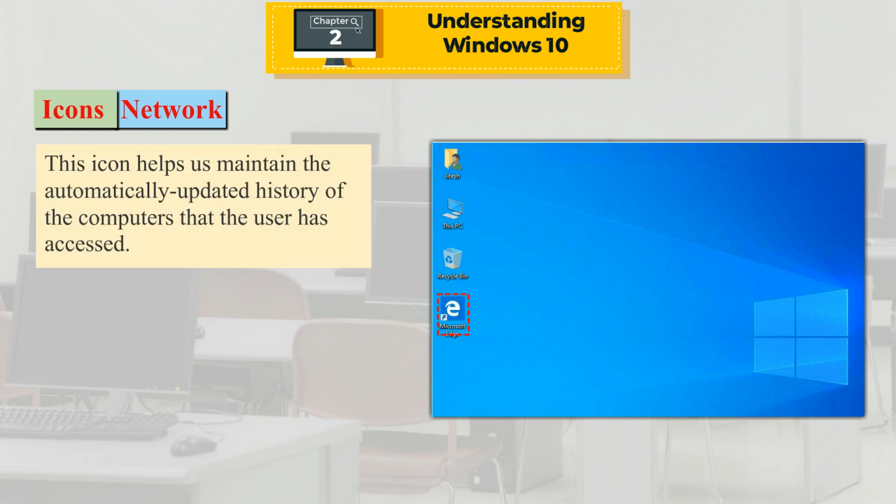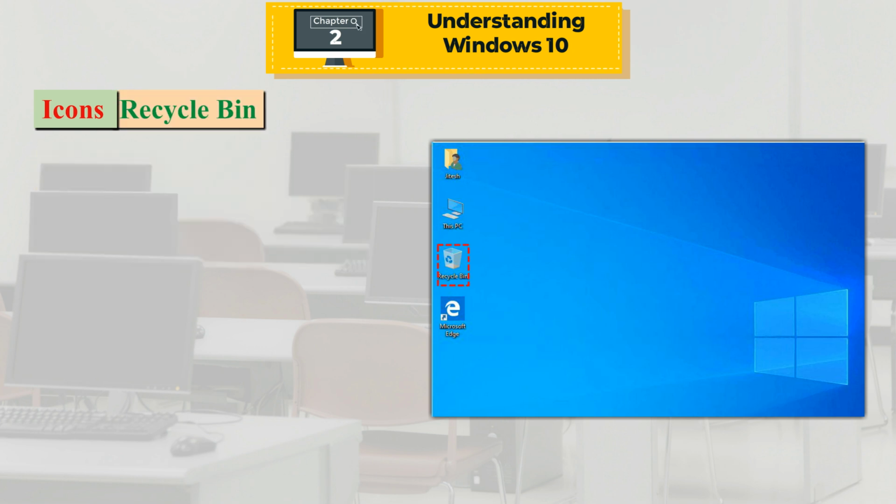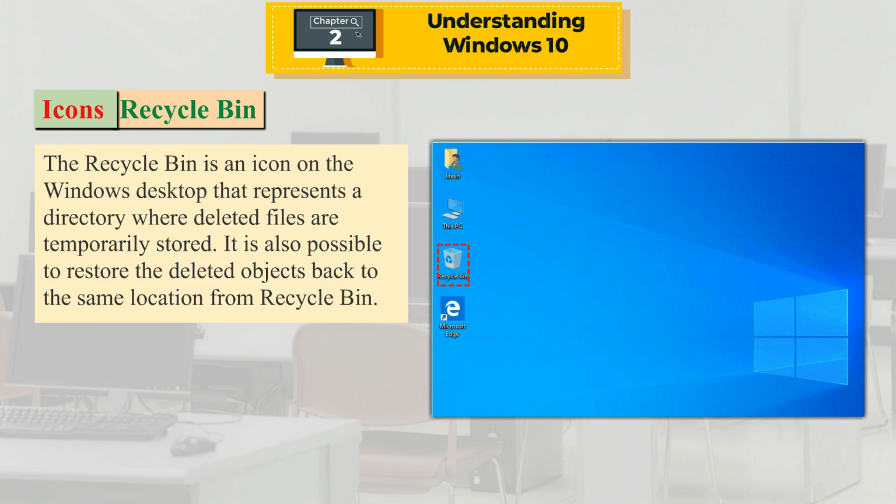Network. This icon helps us maintain the automatically updated history of the computers that the user has accessed. Recycle Bin. The Recycle Bin is an icon on the Windows desktop that represents a directory where deleted files are temporarily stored. It is also possible to restore the deleted objects back to the same location from the Recycle Bin.